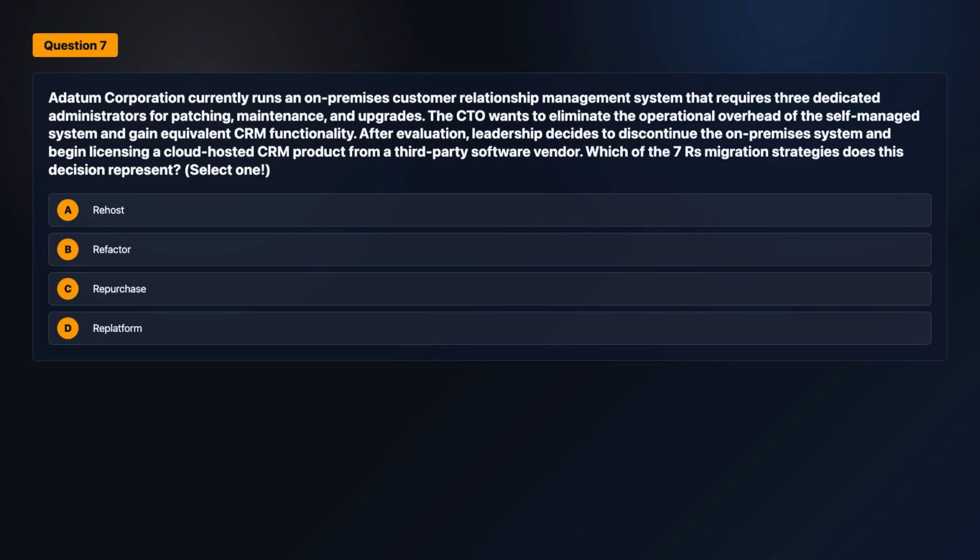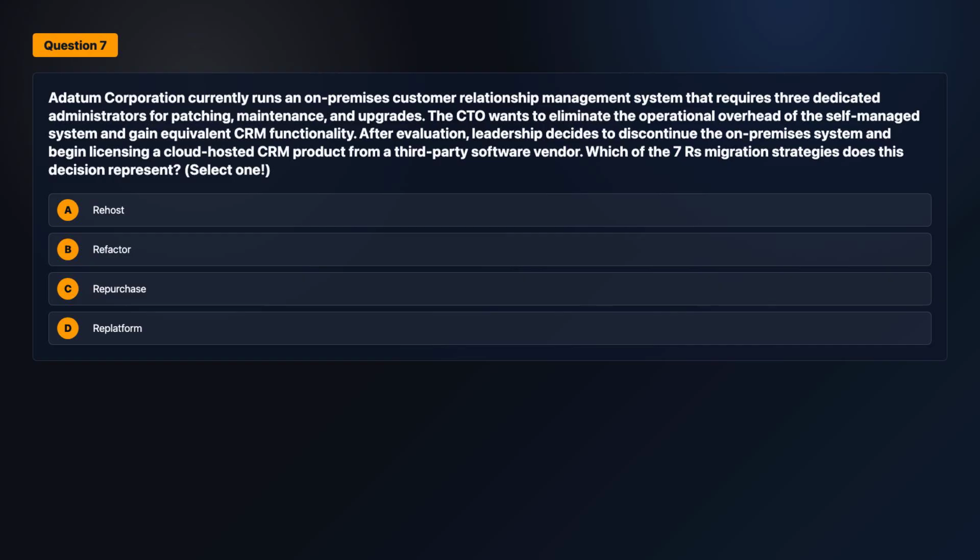Keep your focus here. Question 7. A Datum Corporation currently runs an on-premises customer relationship management system that requires 3 dedicated administrators for patching, maintenance, and upgrades. The CTO wants to eliminate the operational overhead of the self-managed system and gain equivalent CRM functionality. After evaluation, leadership decides to discontinue the on-premises system and begin licensing a cloud-hosted CRM product from a third-party software vendor. Which of the 7 Rs migration strategies does this decision represent?